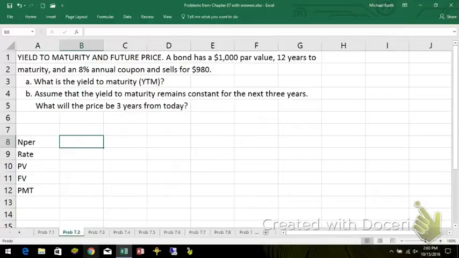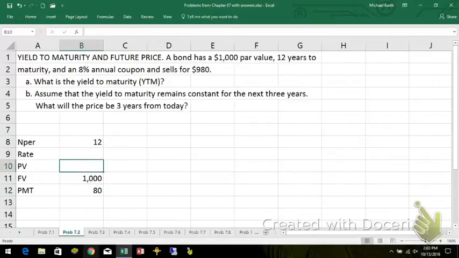All right, so a bond has a $1,000 par value, and we use $1,000 in all these problems. It's got 12 years to maturity. It's got an 8% annual coupon. The coupon rate has one function and one function only. You multiply it by the par value to get how much interest it actually pays each year. So it pays 8% of the par value, or $80 a year.